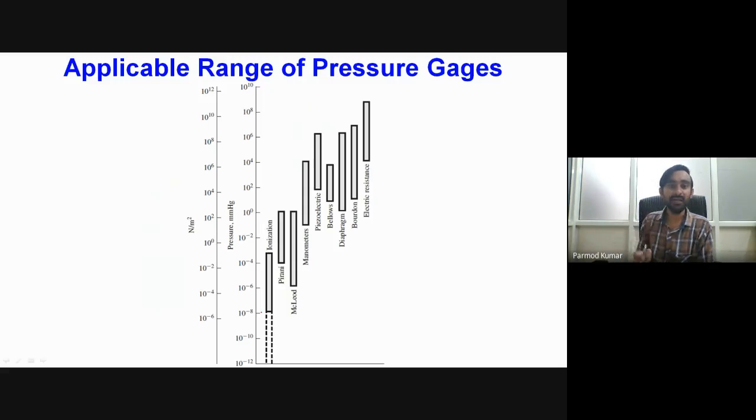This is a typical representation of the different types of gauges which we have studied, and the corresponding range of applicability of their pressure measurement is also included. You can see that ionization, Pirani, and McLeod gauges are particularly used for low pressure measurements, below atmospheric pressures. Then we have manometer, piezometric, and bellow type gauges, which are used for the moderate pressure range, and for very high pressure range, we have electric resistance, Bourdon type, and diaphragm type gauges.